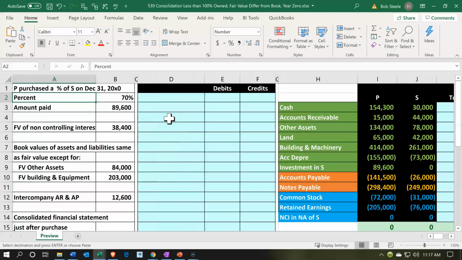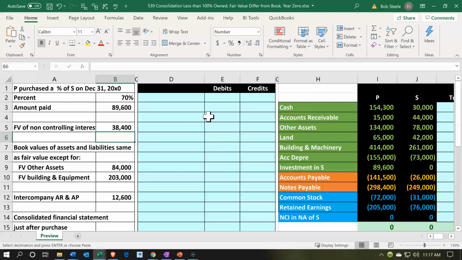P purchased a percent of S on December 31st, 2000x0. The percent was 70%. So 70% purchased, and the amount that was paid is going to be the $89,600. The fair value of the non-controlling interest is $38,400. So the fair value then of the non-controlling interest, $38,400. Book value of assets and liabilities, same as fair value except for.